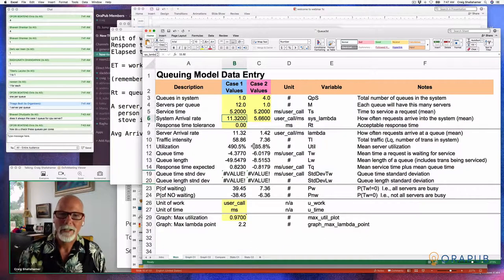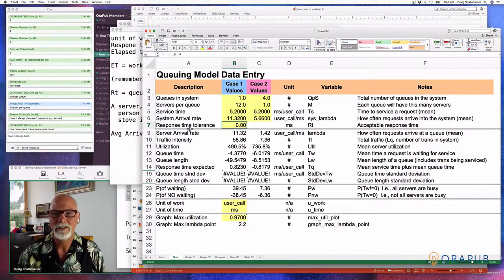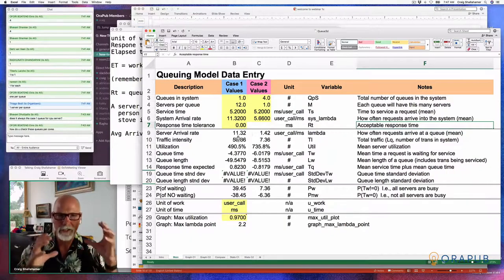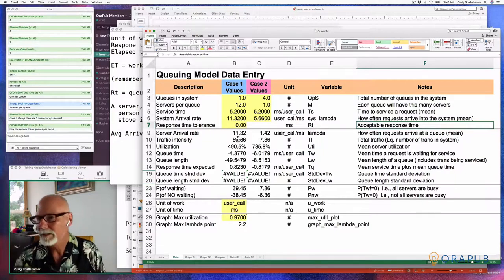Okay, now let's say, this response time tolerance, there's no math related. This is like the SLA. This is like the acceptable response time. Okay, so I'm going to put that at zero right now. Okay, that's just used visually to see how close we are to the elbow in the curve. We'll talk a little bit more about that.